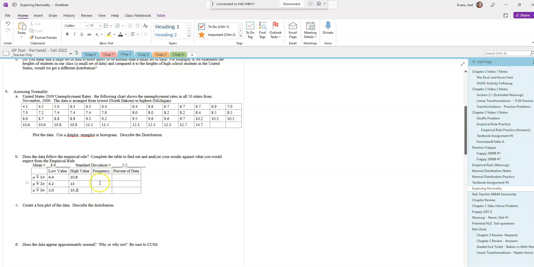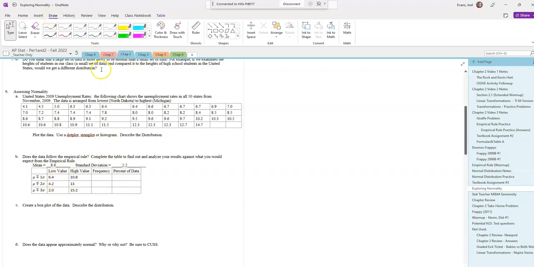And now I'm going to calculate the frequency. So I'm going to go up and count how many of them are between 6.4 and 10.8. So 6.4, that would be this one, 1, 2, 3, 4, 5, 6, 7, 8, 9, 10, 11, 12, 13, 14, 15, 16, 17, 18, 19, 20, 21, 22, 23, 24, 25, 26, 27, 28, 29, 30, 31, 32, 33, 34, 35, 36, 37. All right, so this one is 37, which, 37 out of 50, is 74%.